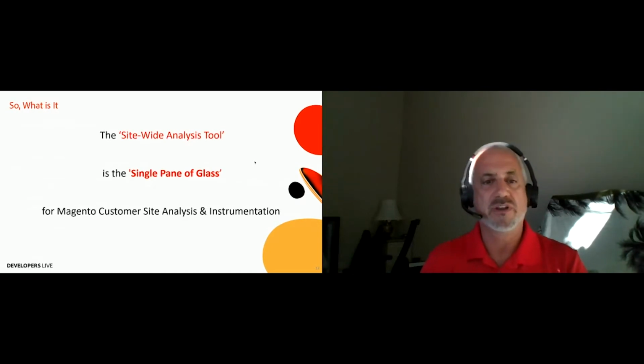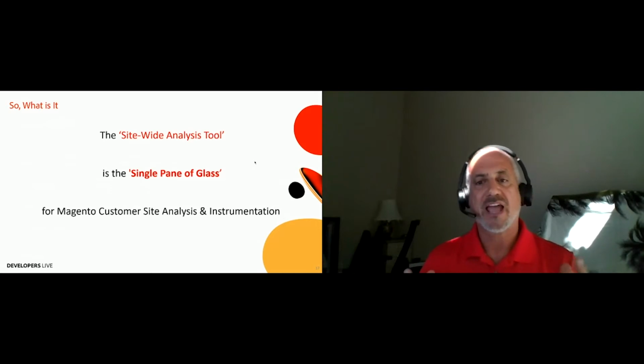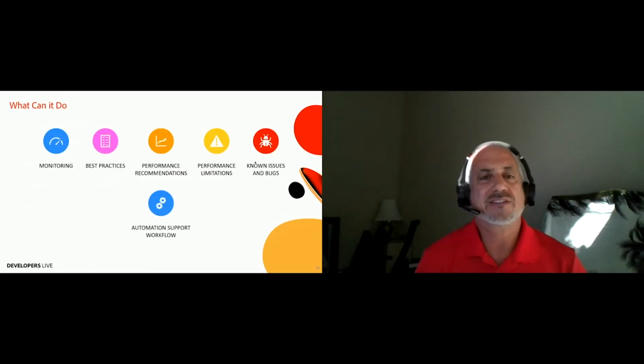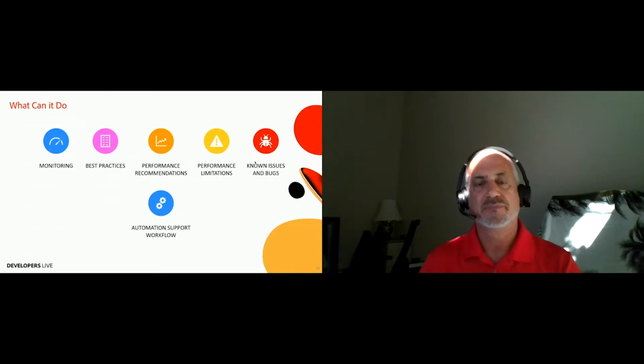So bottom line, what is it? Single pane of glass, has analysis, has instrumentation. The instrumentation is in the form of issues that we found and recommendations to fix them. So people have asked, what can this tool do? Well, we monitor 24/7. We recommend Magento's best practices so that your site can be performant. And with those best practices are the performance recommendations based on issues or findings that we find.